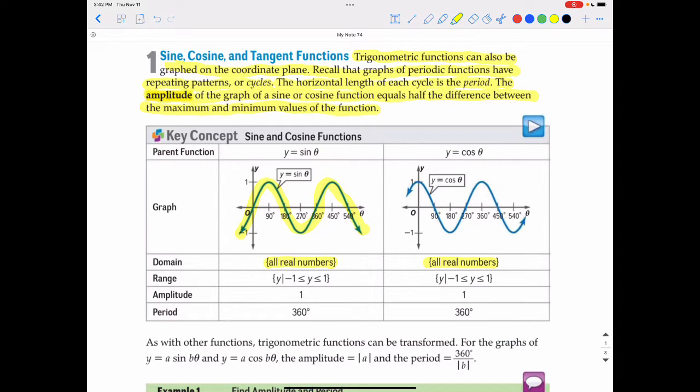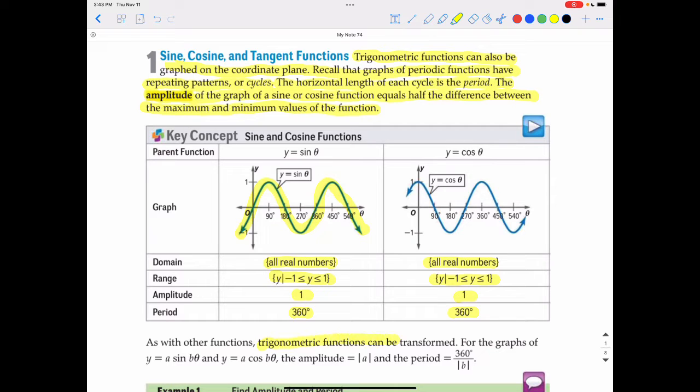The range of both graphs without any stretches or compressions is -1 to +1, because since you're always dividing by the hypotenuse, and the hypotenuse is the longest side, you will always have an answer that is below 1, or if you're dividing a negative number by the hypotenuse, it'll be greater than -1. In other words, between -1 and 1. So the amplitude is 1, and the period is 360 degrees. Every 360 degrees, the pattern will repeat itself in the parent function.